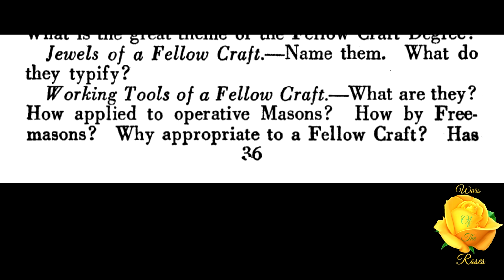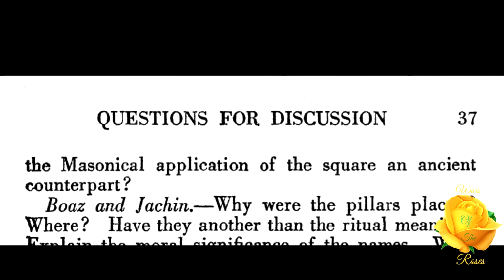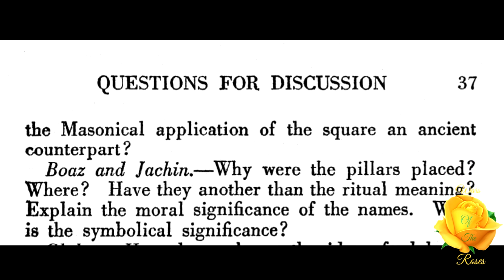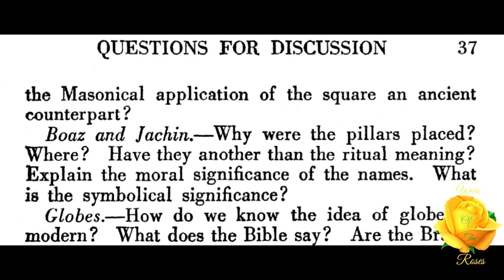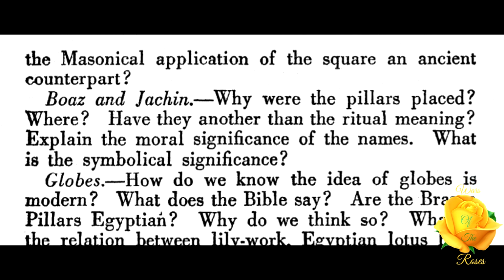Working tools of a fellow craft, what are they? How applied to operative Masons? How by Freemasons? Why appropriate to a fellow craft? Has the Masonical application of the square an ancient counterpart? Boaz and Jachin, why were the pillars placed? Where? Have they another than the ritual meaning? Explain the moral significance of the names. What is the symbolical significance?